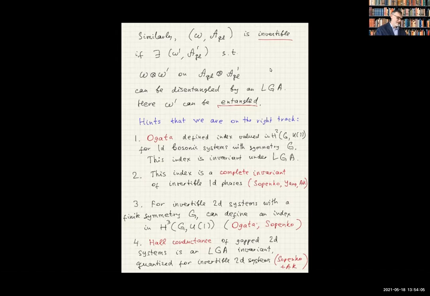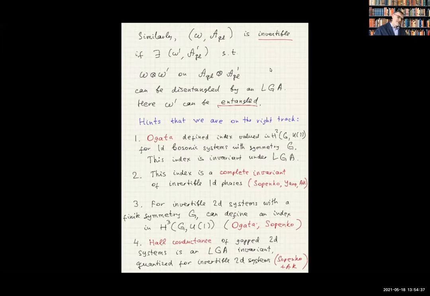This is for one-dimensional bosonic systems with symmetry G. There is also work of Ogata and Bourne on fermionic systems, but I understand it not as well. Anyway, the point is that this index is invariant under these LGAs. It's an invariant of a phase in this sense. In fact, I'm going to show it's a complete invariant of these invertible 1D phases. So that's a classification of invertible phases in agreement with what is expected from physics. Basically, it's a rigorous version of the Chen-Gu-Wen kind of arguments.